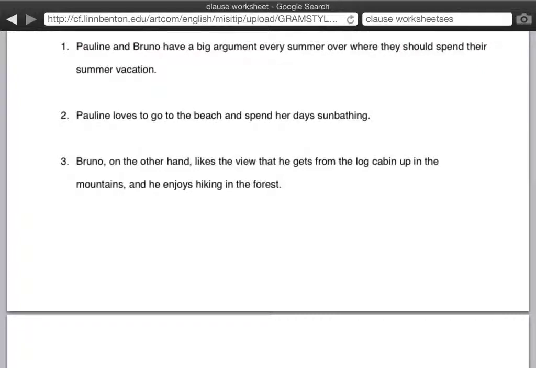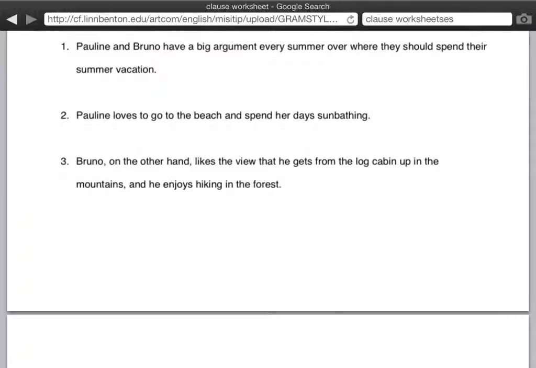Pauline and Bruno have a big argument every summer over where they should spend their summer vacation. Okay, so we have Pauline and Bruno, because we know who it is about: subjects. They have, they should. So we have two subjects, two verbs. It means we have two clauses.